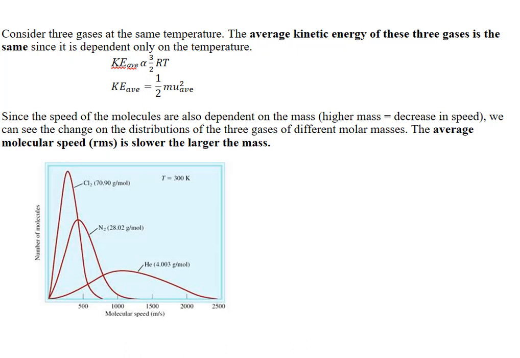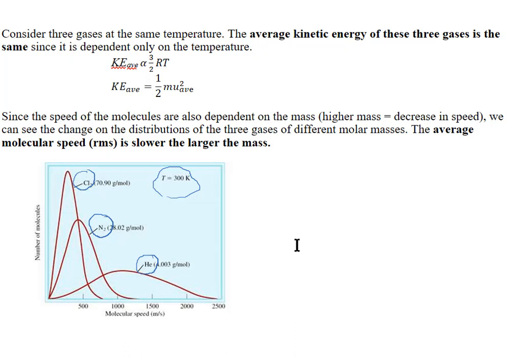The other piece to consider is different gas molecules. In this example, we're looking at chlorine versus nitrogen versus helium. They're all at the same temperature. If they're at the same temperature, then the same average kinetic energy is available to be distributed amongst those molecules to give them their speed. However, because they're different molecules, they're going to be moving at different speeds.